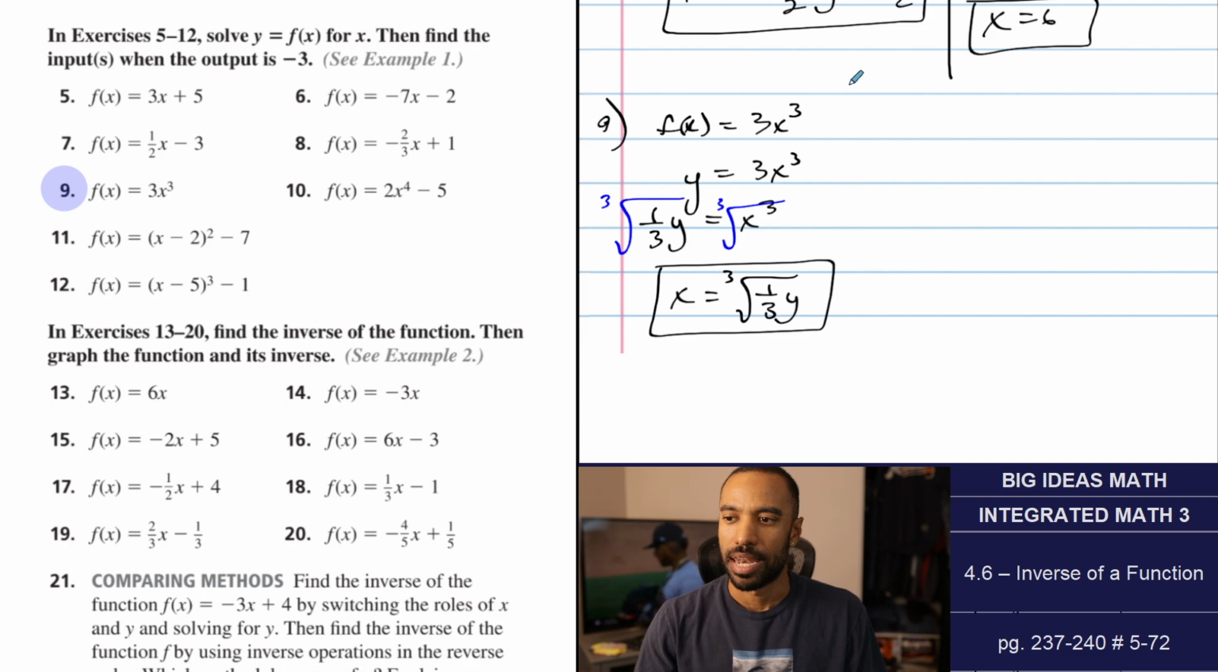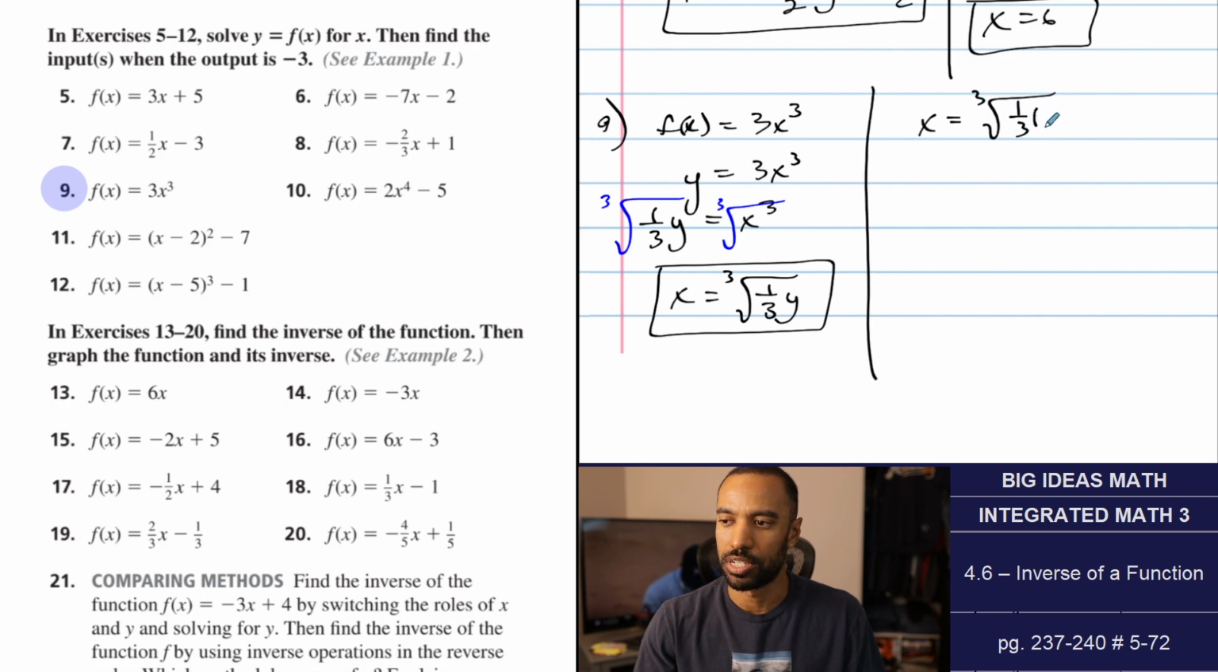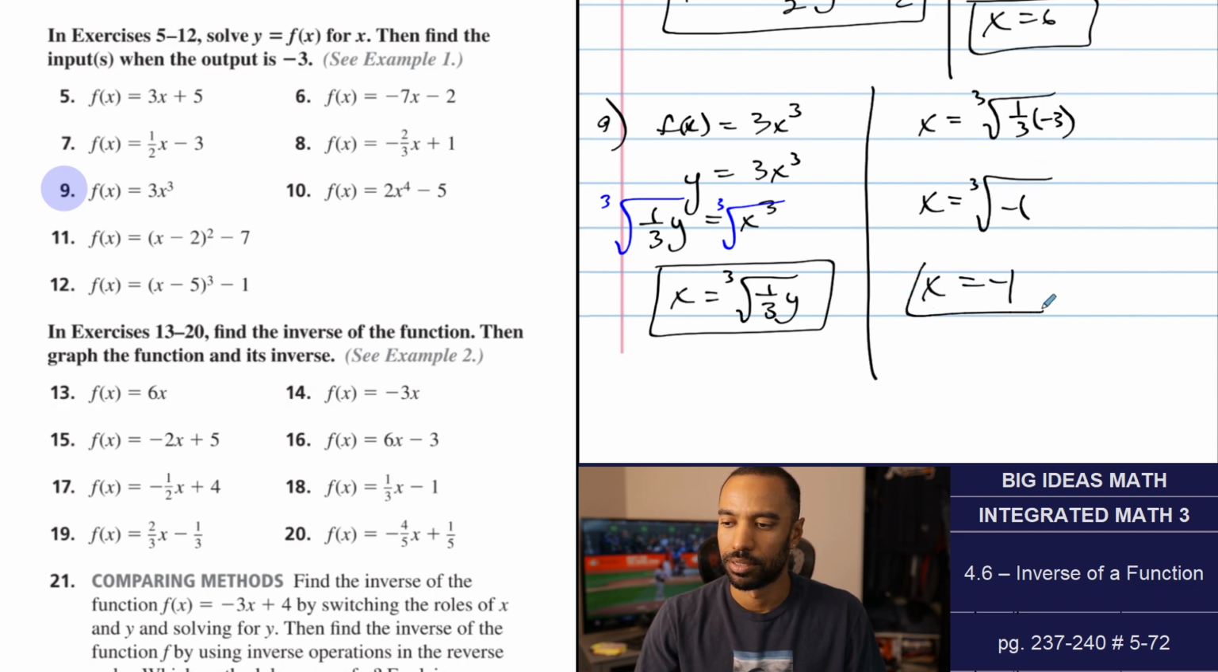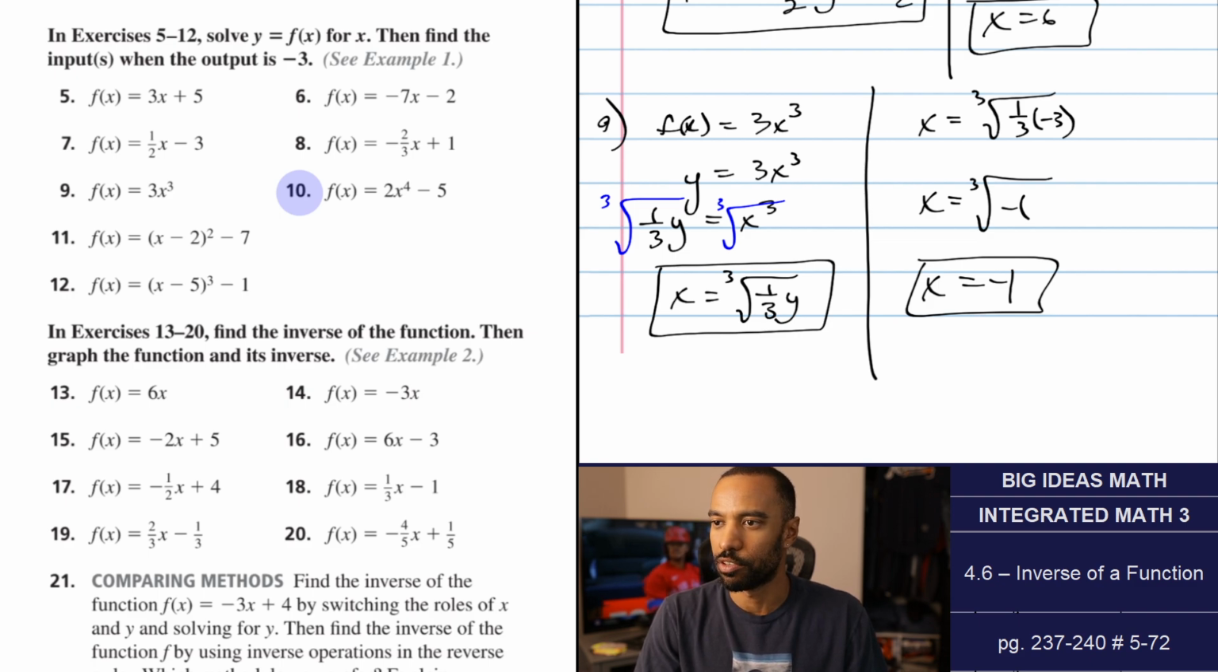So there we go. Now we get to do a substitution of negative 3 for y to solve for x. So cube root of 1/3 times negative 3, which is cube root of, I guess, negative 1, which is negative 1. Okay. Number 10, f of x equals 2x to the 4th minus 5.